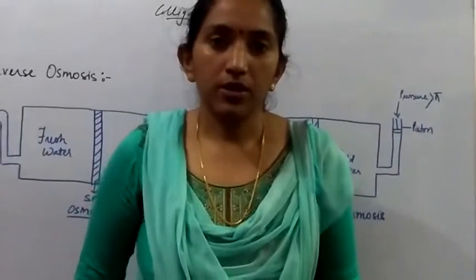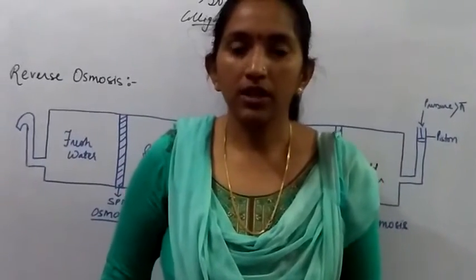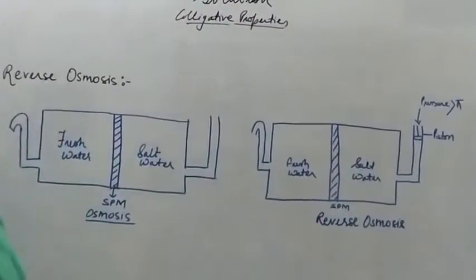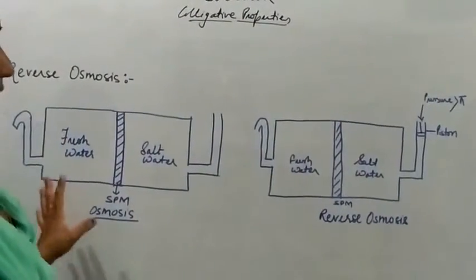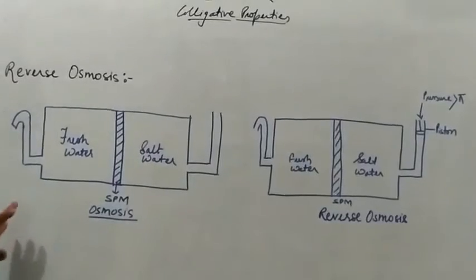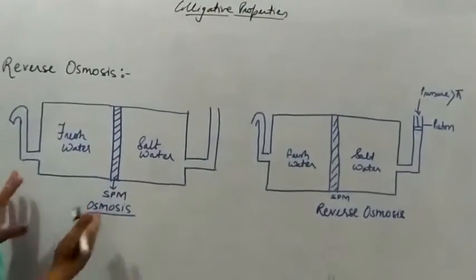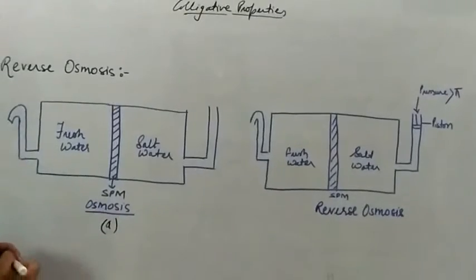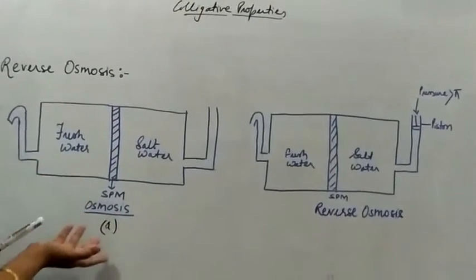Going through the osmotic pressure, we will now study reverse osmosis. You can see this diagram here. We have two parts of the diagram. The first part, part A, is showing osmosis. So what was osmosis?